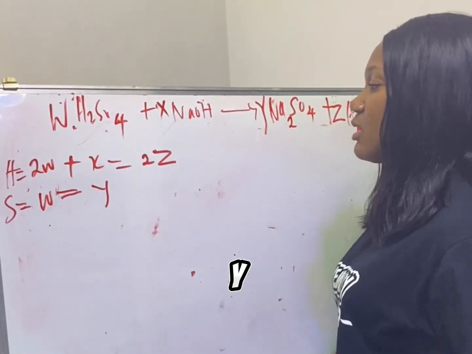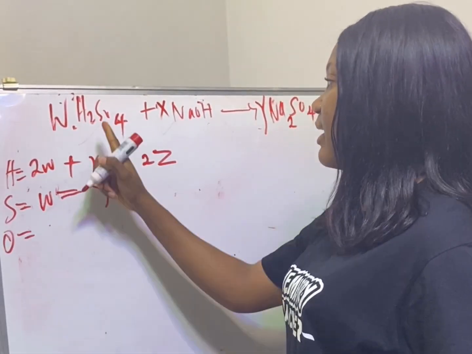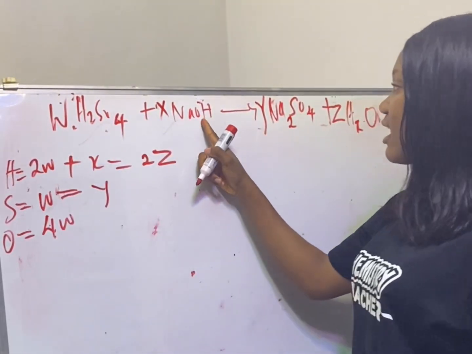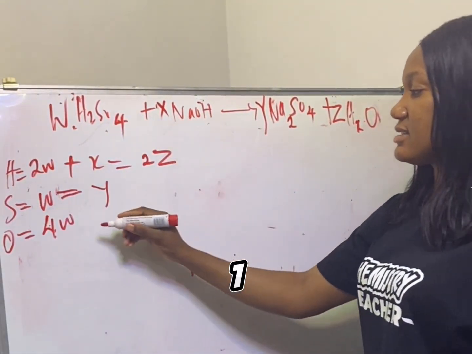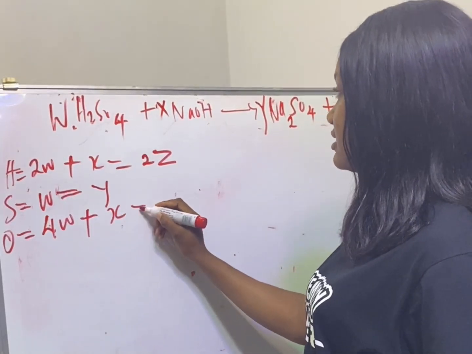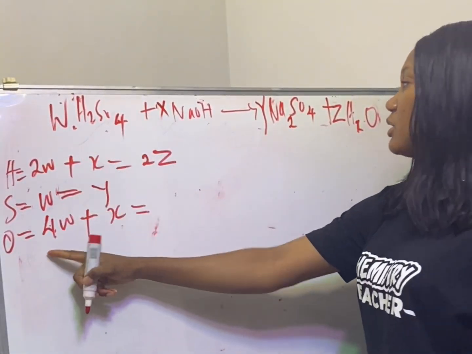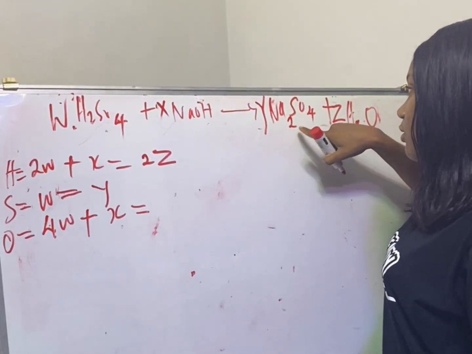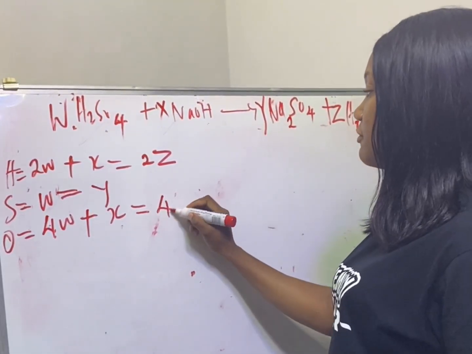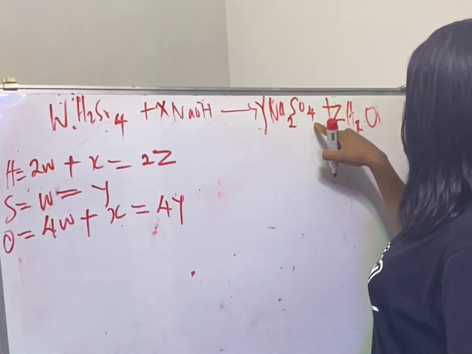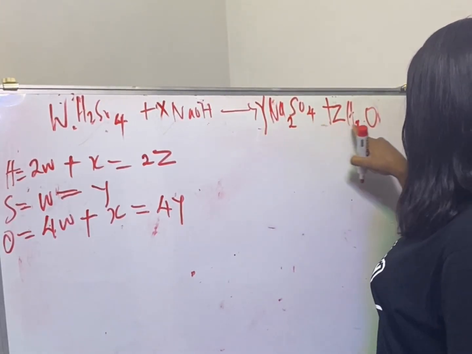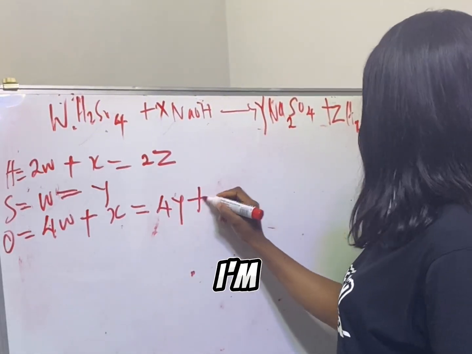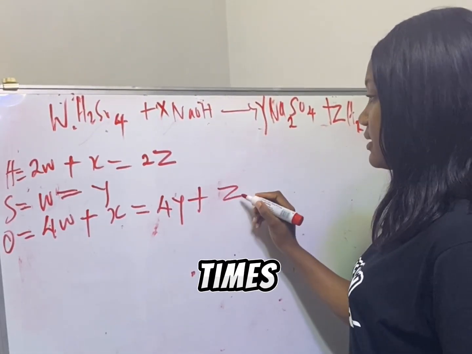Now the next element there is oxygen. So for my oxygen, I have 4 times W plus here, oxygen is 1. 1 times X is X. So 4W plus X is equal to, now remember I'm looking for oxygen. Come here, oxygen, the subscript of oxygen here is 4. Coefficient is Y. I'm going to have 4Y plus, there's also oxygen here. So oxygen here is 1. So I'm going to have 4Y plus 1 times Z, I'm going to have Z.